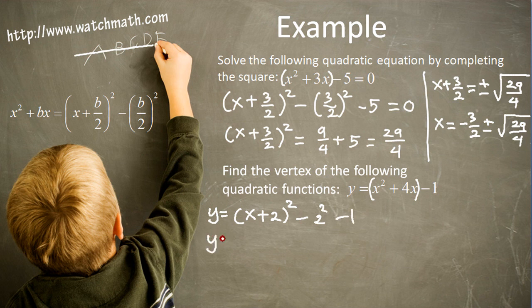So we can simplify: y equals (x plus 2) squared, negative 4, negative 1 is negative 5. Therefore, from here we can conclude that the vertex, usually denoted by the letters h and k, is negative 2, negative 5.